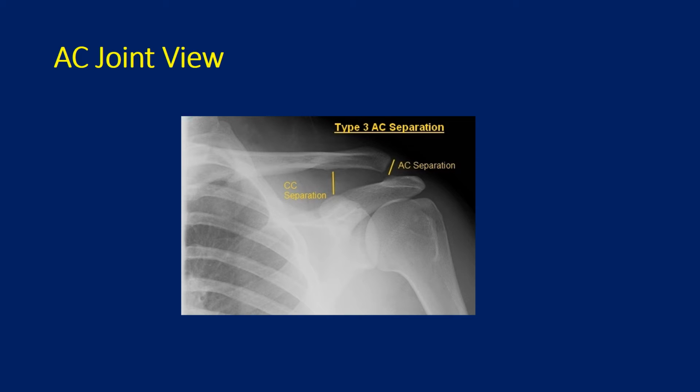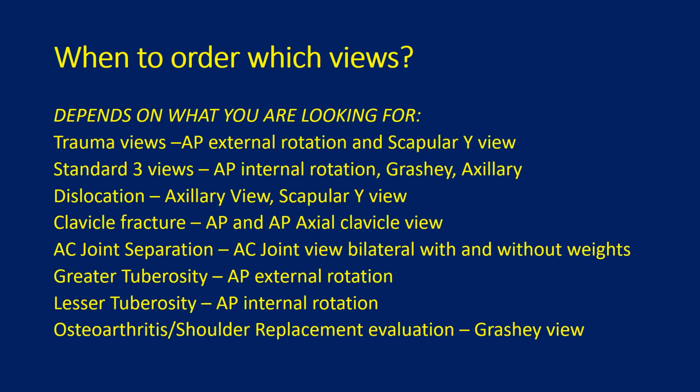The AC joint view is useful to look at the AC joint in the setting of an AC separation or distal clavicle fracture. You can measure the AC separation as well as the coracoclavicular space. This view is best done comparing to the contralateral side with and without weight. Oftentimes, without weight there will be no AC separation, but with a 2 to 5 pound weight there will be a separation visualized. So when do you order which views?